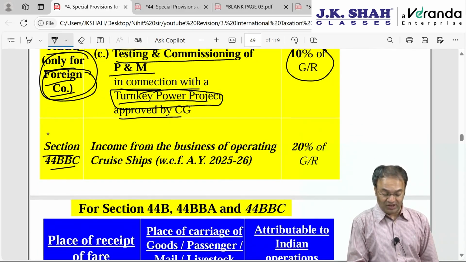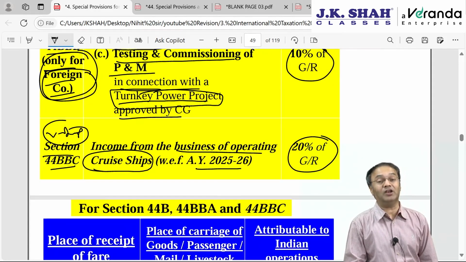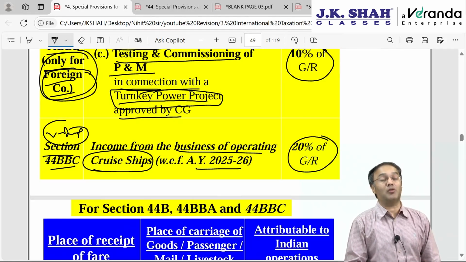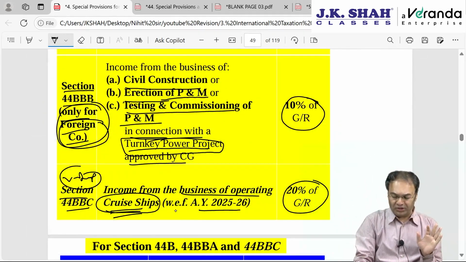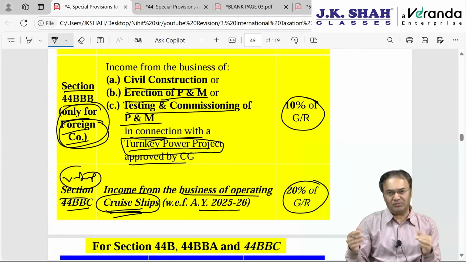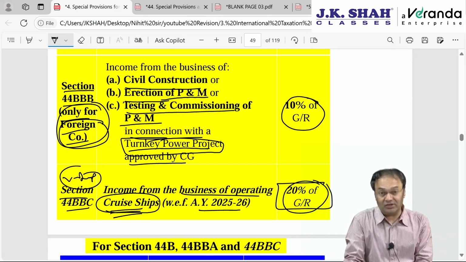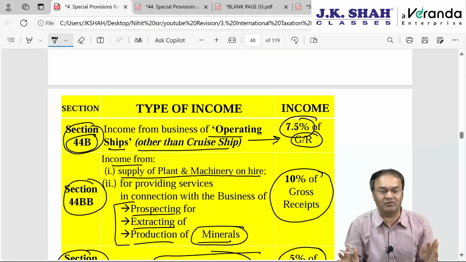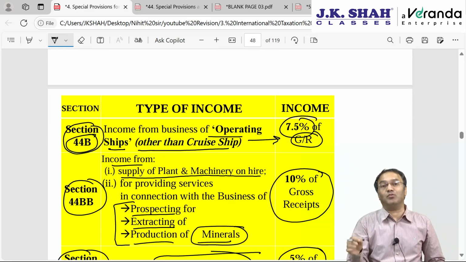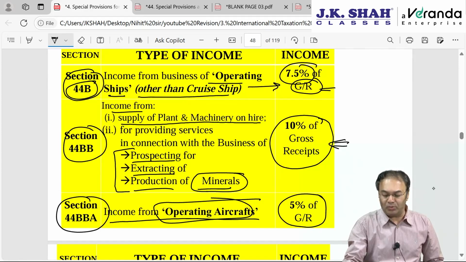And last but not the least, very important, income from the business of operating cruise ships. AY 25-26, cruise ship income will be 20% of gross receipts attributable to Indian operations, gross receipts from cruise business. Now what is a cruise, you know pretty well. A cruise ship is something luxurious like the Titanic, which is newly introduced here with a higher percentage, because it's a luxurious thing as compared to the ship covered by section 44B, which is a basic level ship. Now everywhere we had been talking about 7.5% of gross receipts attributable to Indian operations, 10% of gross receipts attributable to Indian operations.